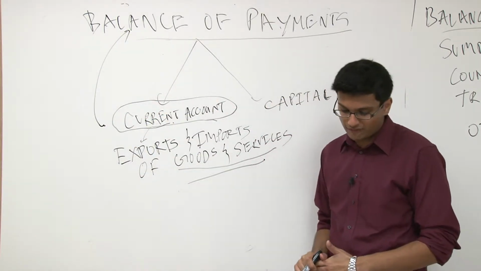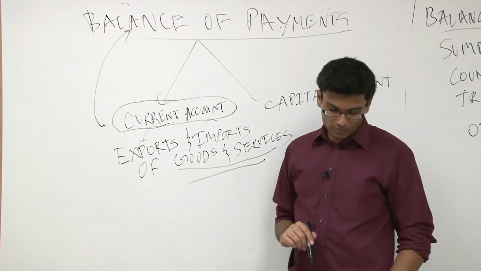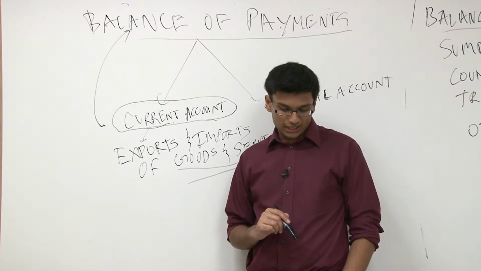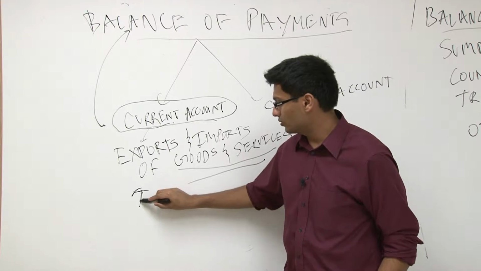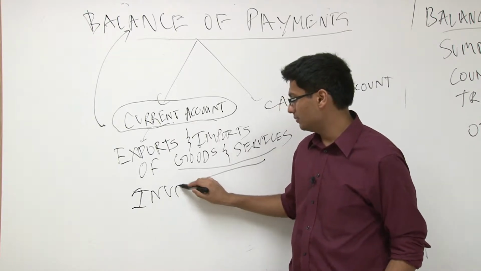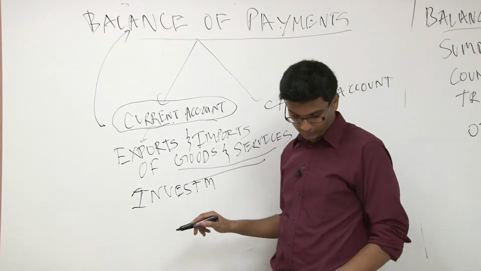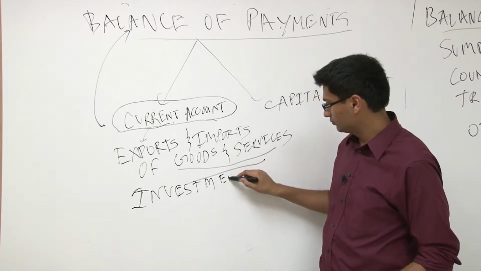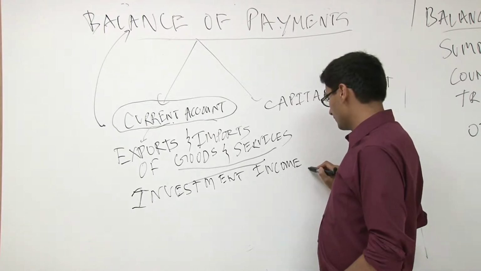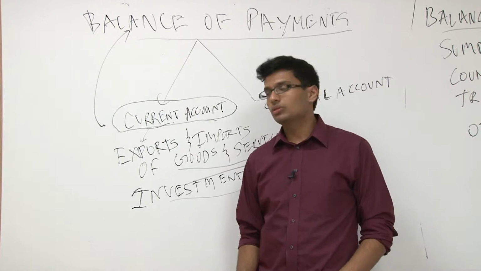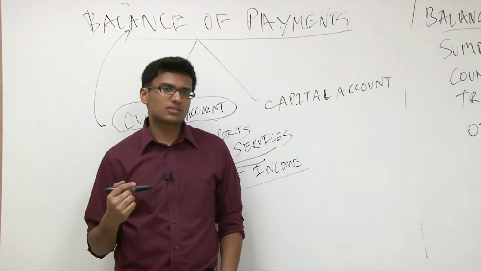What else does the current account have apart from the exports and imports of goods and services? Let's talk about the investment income to and fro. Okay, so the current account also includes investment income. Investment income. Okay, so let's start off with the first example. So exports and imports of goods and services. What does this exactly mean?